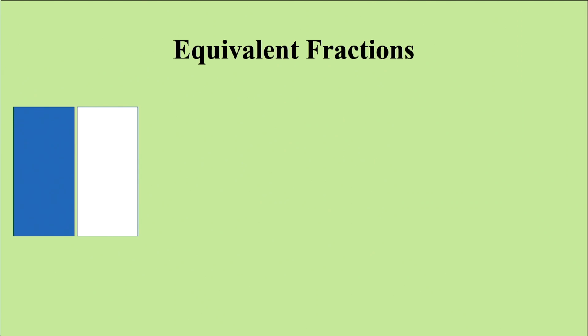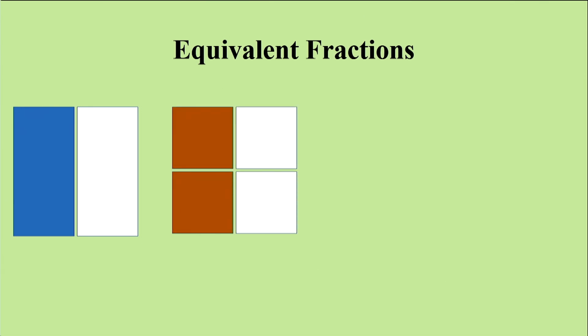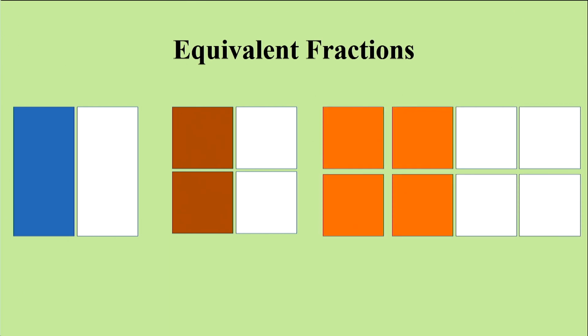Here, out of 2 rectangles, 1 rectangle is shaded, and out of 4 squares, 2 squares are shaded. Out of 8 squares, 4 squares are shaded. If we express this in terms of fractions, here out of 2, 1 is shaded, out of 4, 2 are shaded, out of 8, 4 are shaded. So, here 1 by 2, 2 by 4 and 4 by 8, all these are called equivalent fractions.